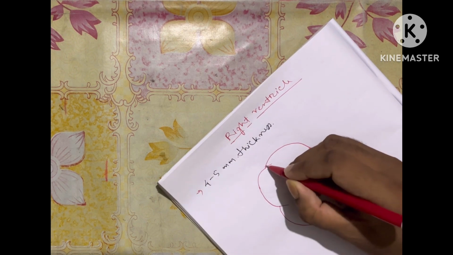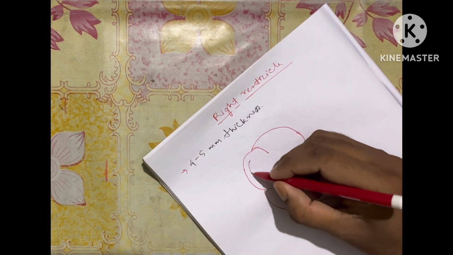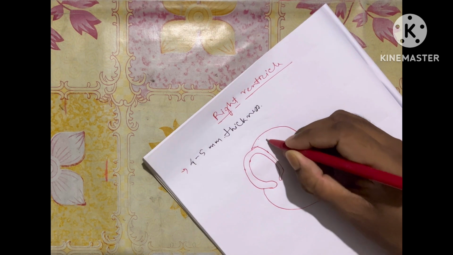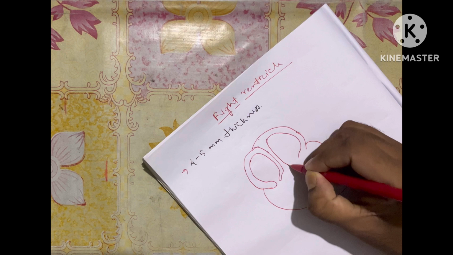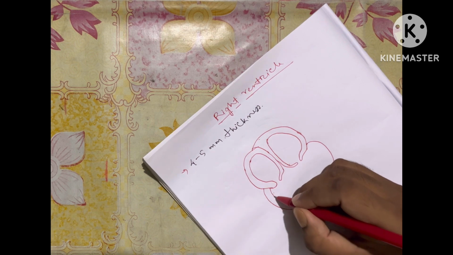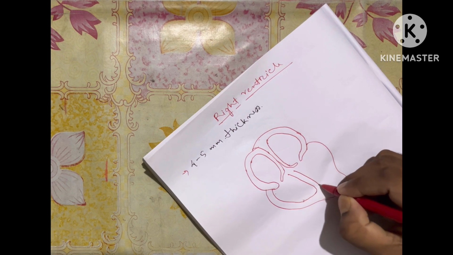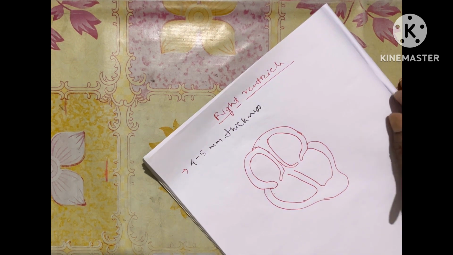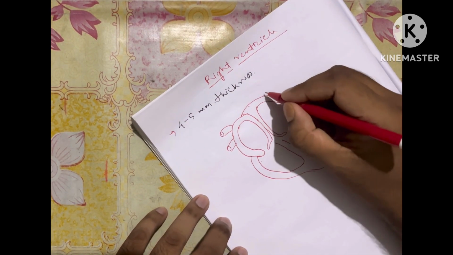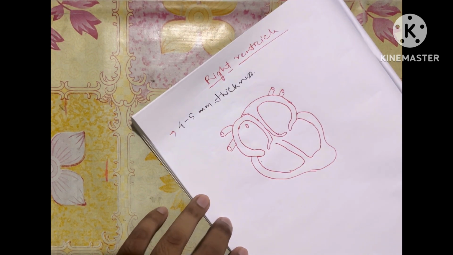So let's draw the basic anatomy of our human heart. For example, this is our heart. This is the rough diagram of our heart. Okay, so this is the valve. This is another valve, tricuspid and bicuspid valves. We'll definitely discuss this in detail. So this is our typical diagram of our heart.